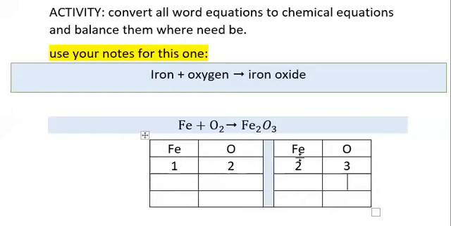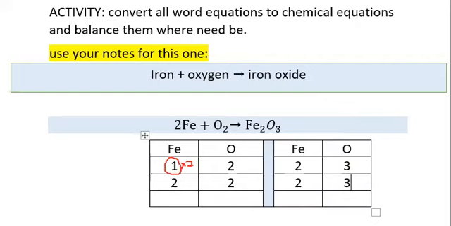So let's start with iron because it's always easier to start with the element that's not oxygen, right? So iron is 1 over here, and we need to bring it to 2. So 1 times what will give me 2? 1 times 2. And all I need to do is add a 2 in front of iron here, right? So that changes the entire equation now. So this is what I'm left with.